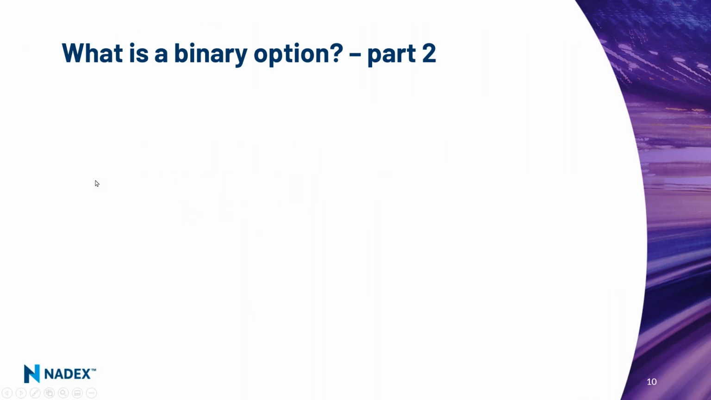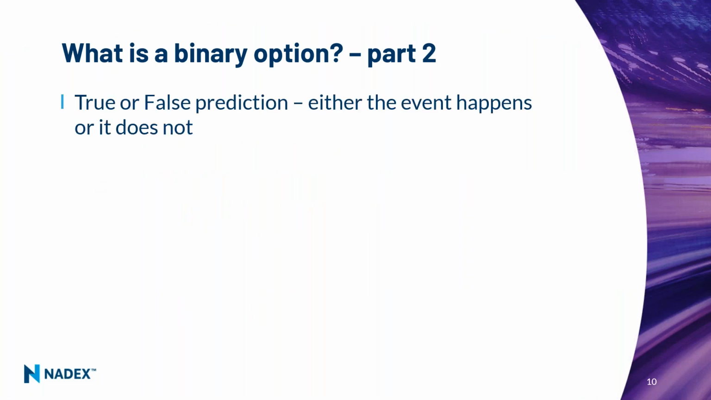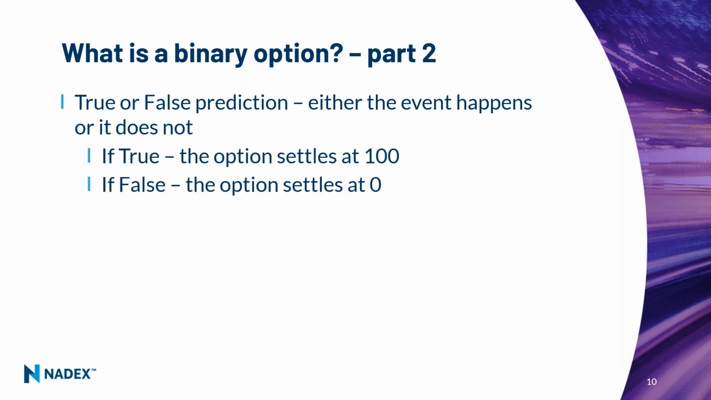So when I mention that a binary option trades between 0 and 100, in the end, it's a true or false prediction. Either it happened or it didn't happen. If the statement ends up being true, it will go to 100. Okay, and we're going to talk about what 100 means in a second.